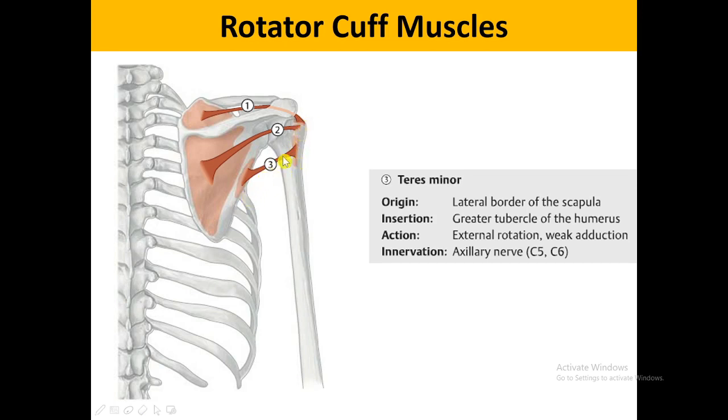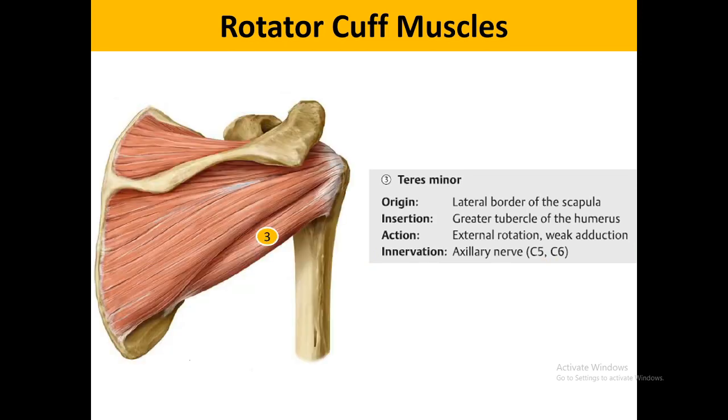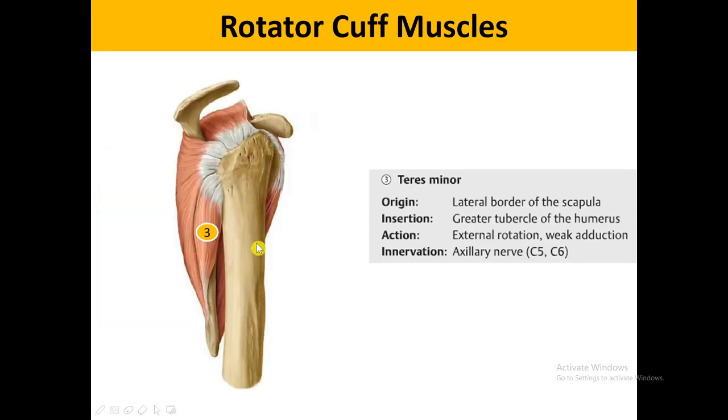So its main function is external rotation of the arm and weak adduction. When it contracts, it is also performing a little bit of adduction. Its innervation is by the axillary nerve from the C5 to C6 level. Let's see that in the muscle. Here we have the teres minor muscle. Let's see from the lateral view.